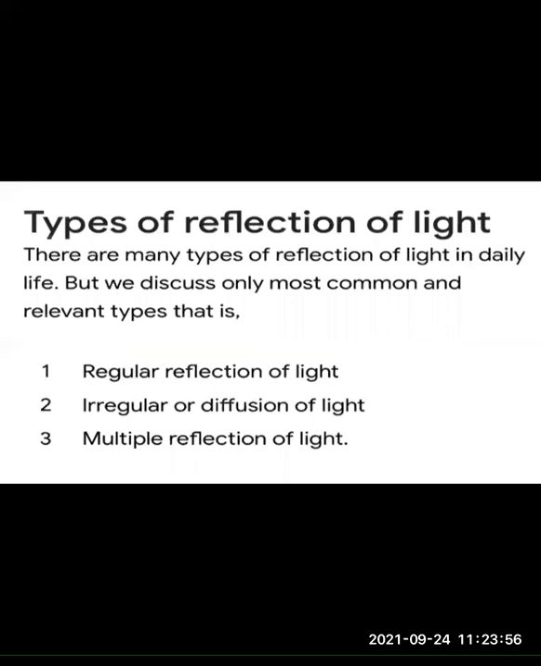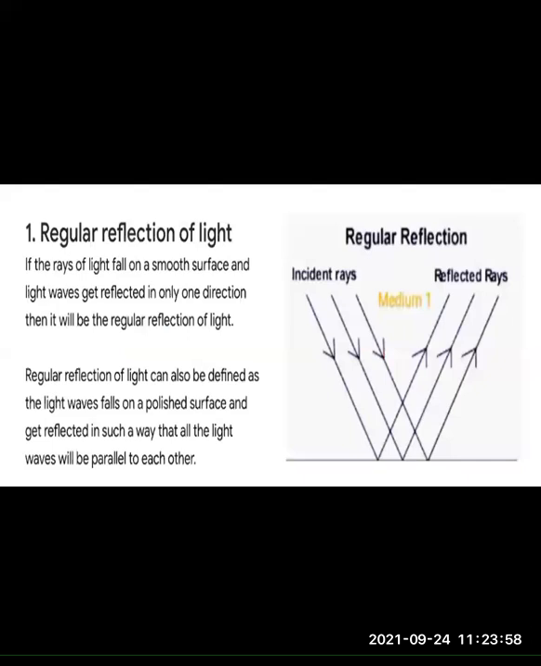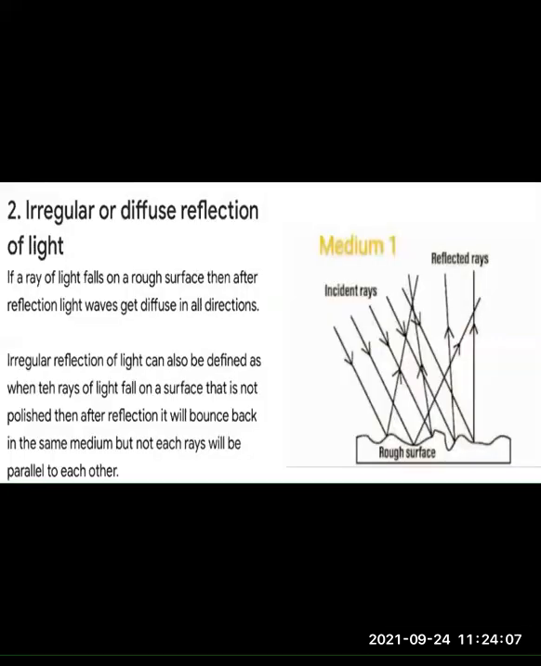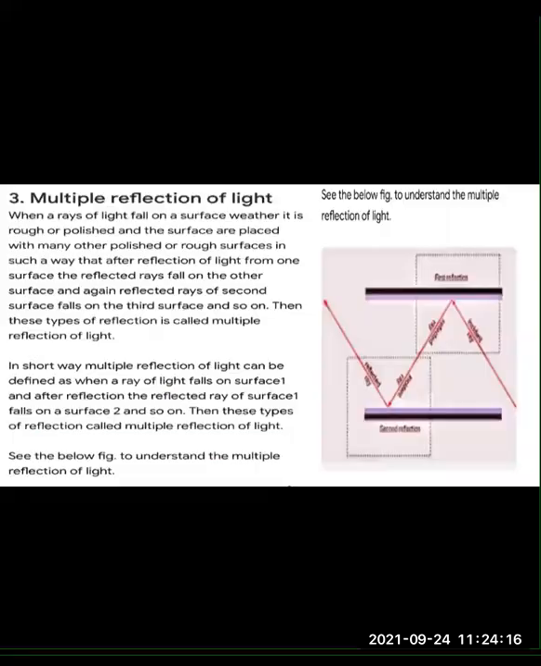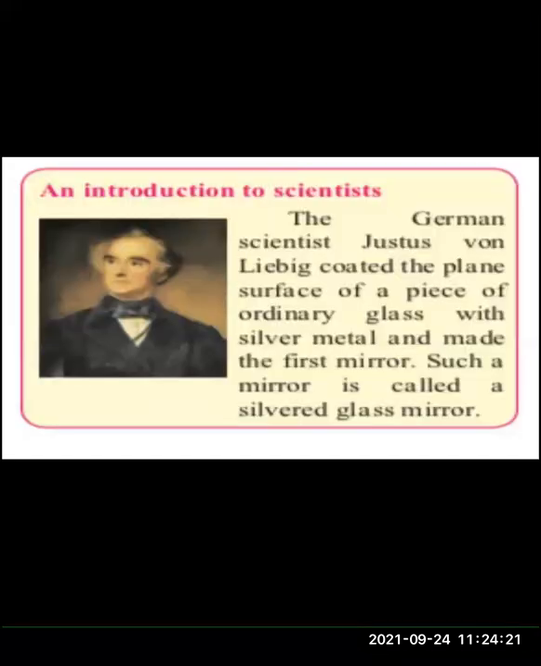We saw regular reflection in detail. The example is there in the slide. We saw irregular reflection. Definitely after it, I explained the slide after it. We saw multiple reflection. Example is kaleidoscope. Then we saw a German scientist, Justus von Liebig, who is the creator of the mirror. That is the first silvered mirror.